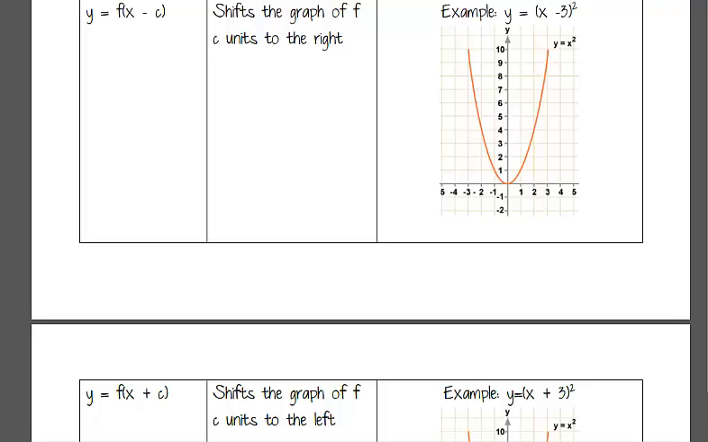Okay, so here we have another graph, x minus 3 squared. Do you see how the 3 is inside of the square? Okay, not outside of it. All right.